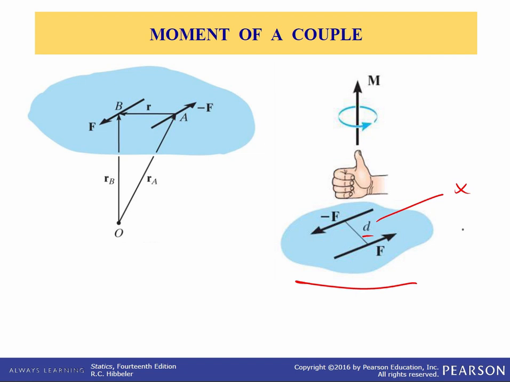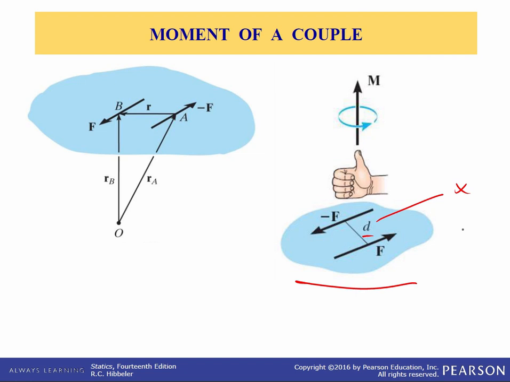For example, imagine you're driving a car with both hands on the steering wheel and you're making a turn. One hand will push up on the wheel while the other hand pulls down, which causes the steering wheel to rotate. The moment produced by a couple is called a couple moment. We can determine its value by finding the sum of the moments of both couple forces about any arbitrary point.